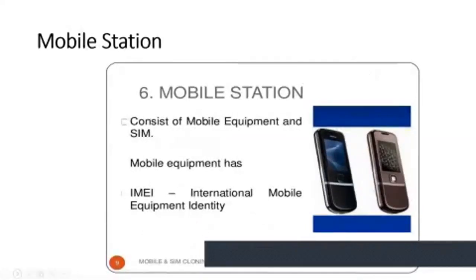Mobile station consists of mobile equipment and SIM. Mobile equipment has the IMEI, International Mobile Equipment Identity. Does anyone have any idea about IMEI? What is IMEI? It is the International Mobile Equipment Identity. It is a number which is usually unique.